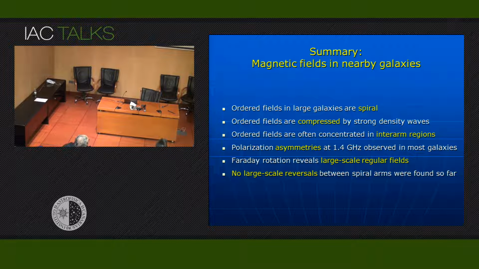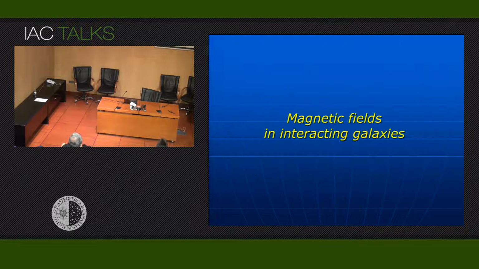We should see them, the resolution is there, but we don't do so. So maybe our Milky Way is really special. Okay, just a brief remark on interacting galaxies.